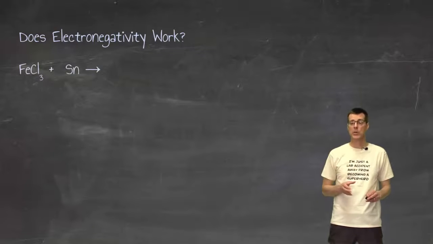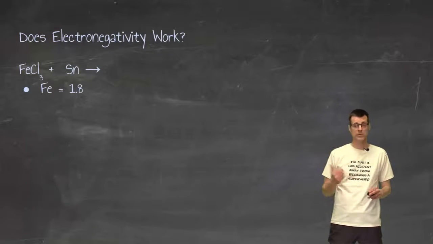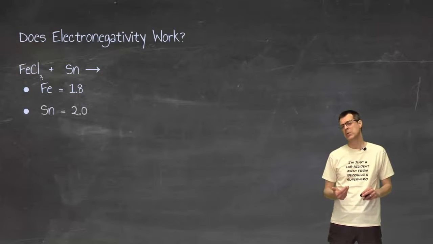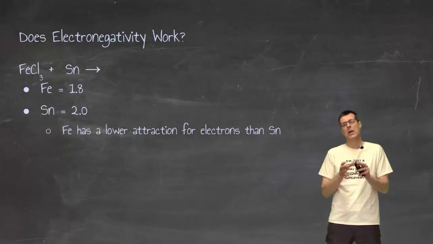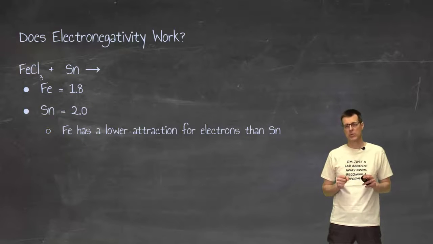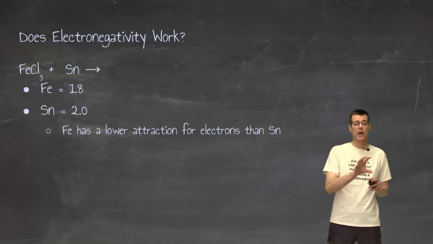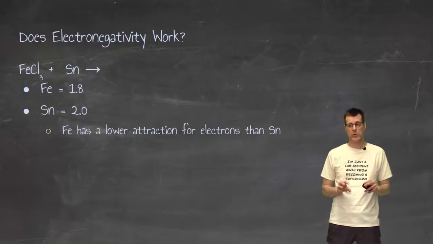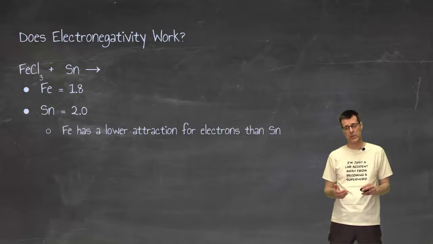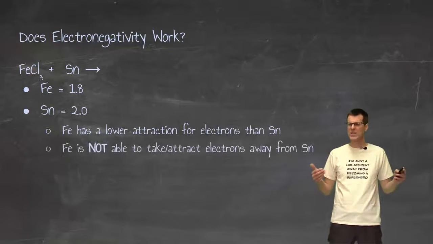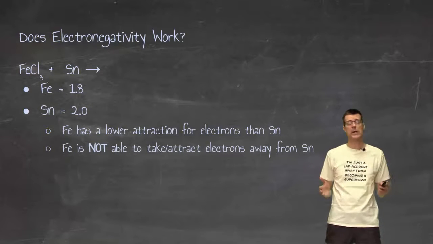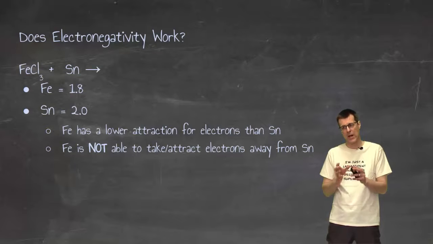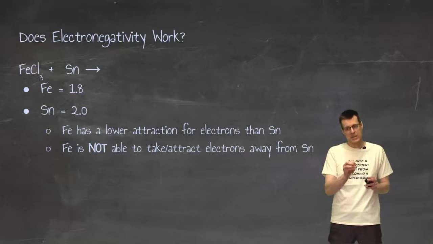So, looking up our numbers again, I know iron from before, 1.8. Tin ends up being 2.0, so tin is more electronegative than iron. Tin holds onto its electrons more tightly, or I could say iron has a lower attractive force for electrons than tin. Does that matter? Well, if I were to try and do that reaction, yes, I could write it on paper, but in order for that reaction to happen, iron would have to take electrons away from tin.